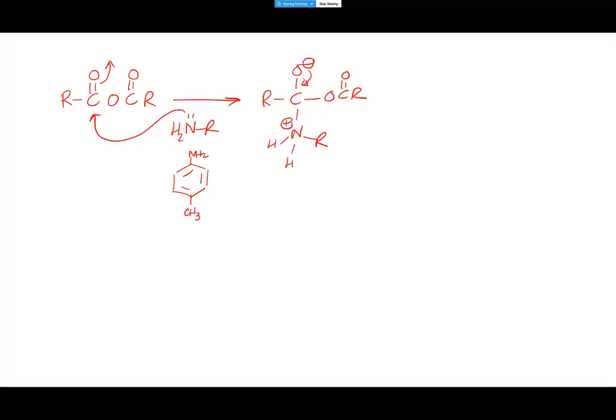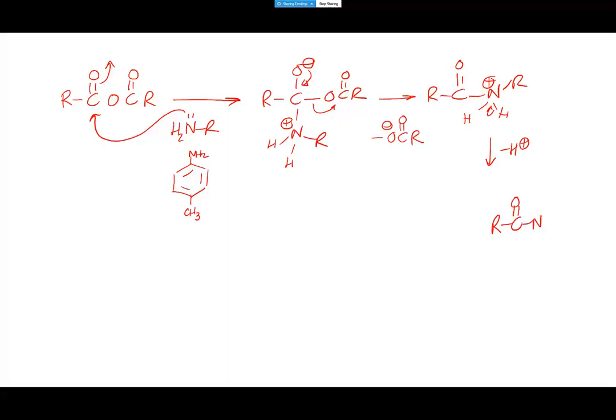Who's leaving? The carboxylate's going to leave. So when the carboxylate leaves, what do I end up with? And what happens finally? Let's lose an H plus off the N. And we make our amide. So that's just an example of an anhydride reacting with an amine to make an amide.